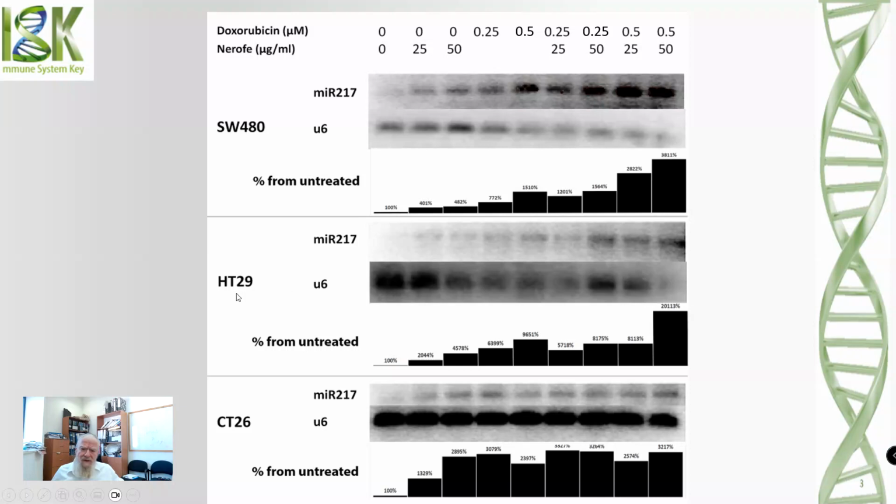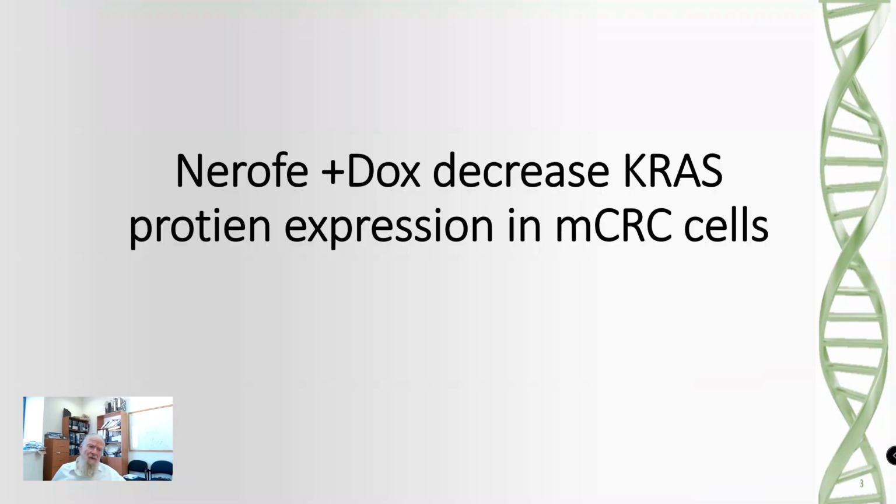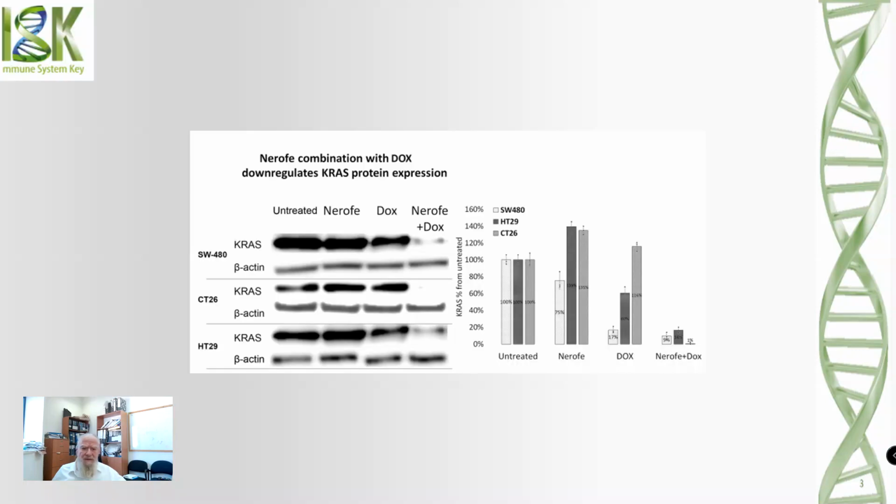Same story in HT29, same story in CT26. As I said before, miR-217 can downregulate expression of the KRAS protein. So we asked whether we can see a real decrease in the protein levels of KRAS in these cells.